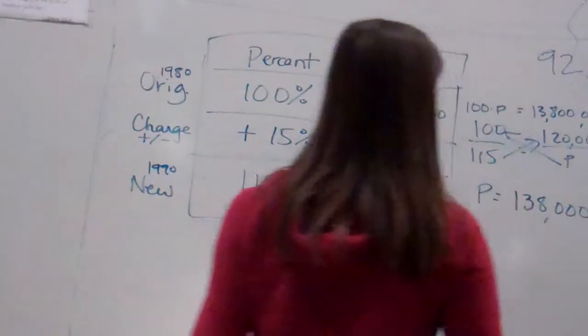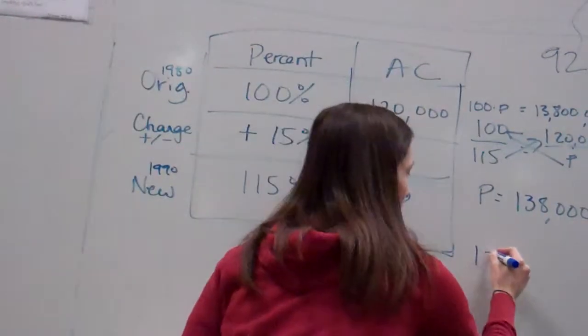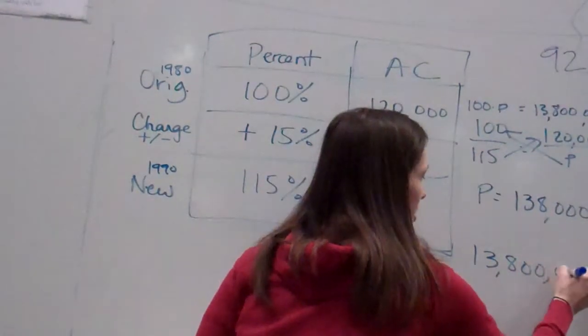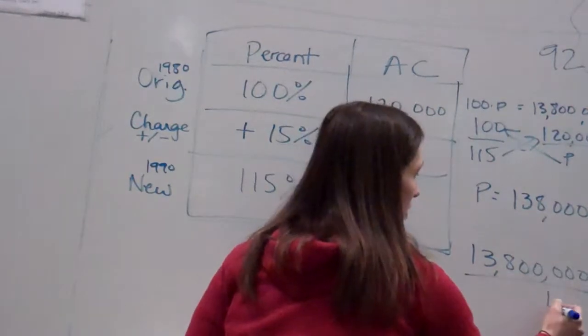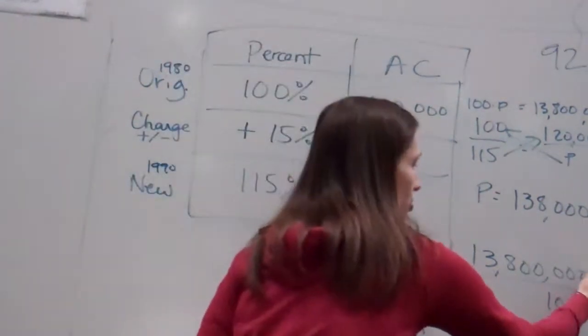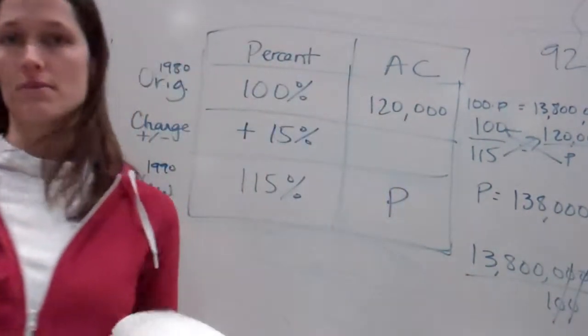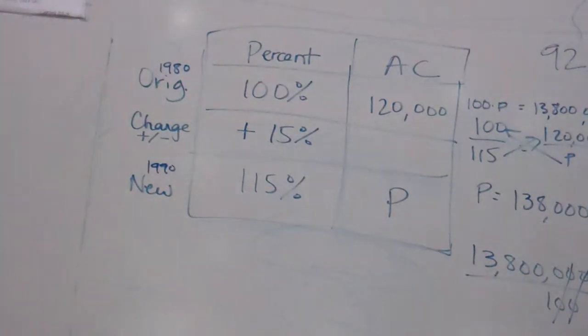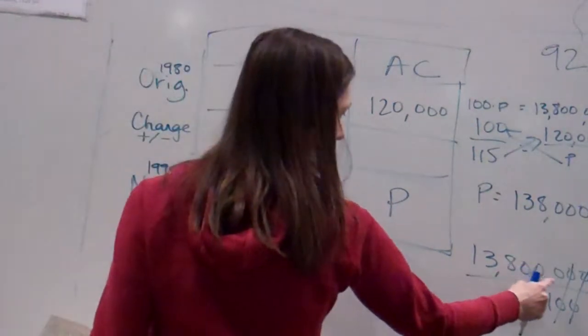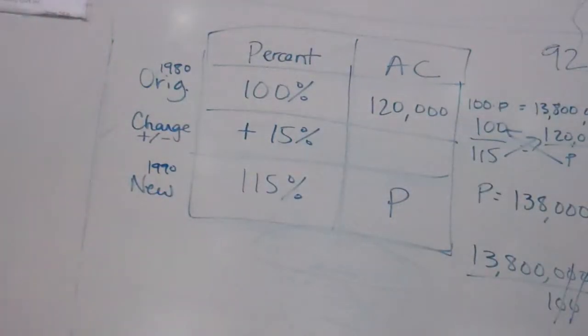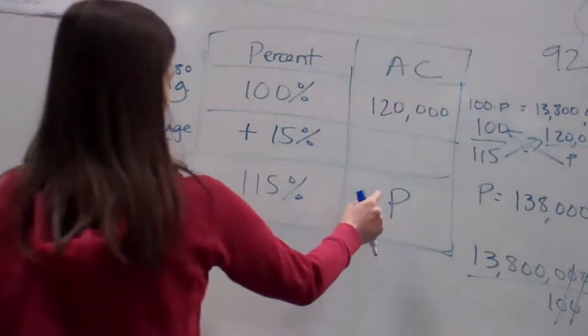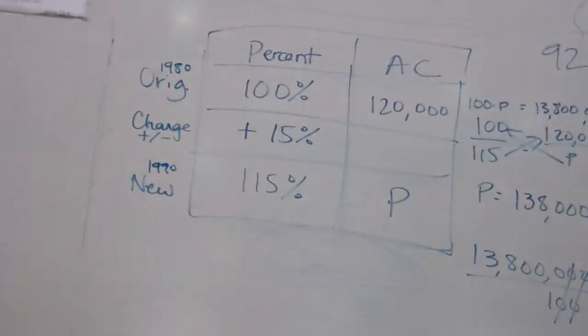138,000. Okay, another way you could have done that is taken your number and divided it by 100 like that, and you could have crossed out your zeros at the end. Okay, and then that would have made it 138,000. So the population in 1990 is 138,000. Got it? Feel pretty good about it? All right.